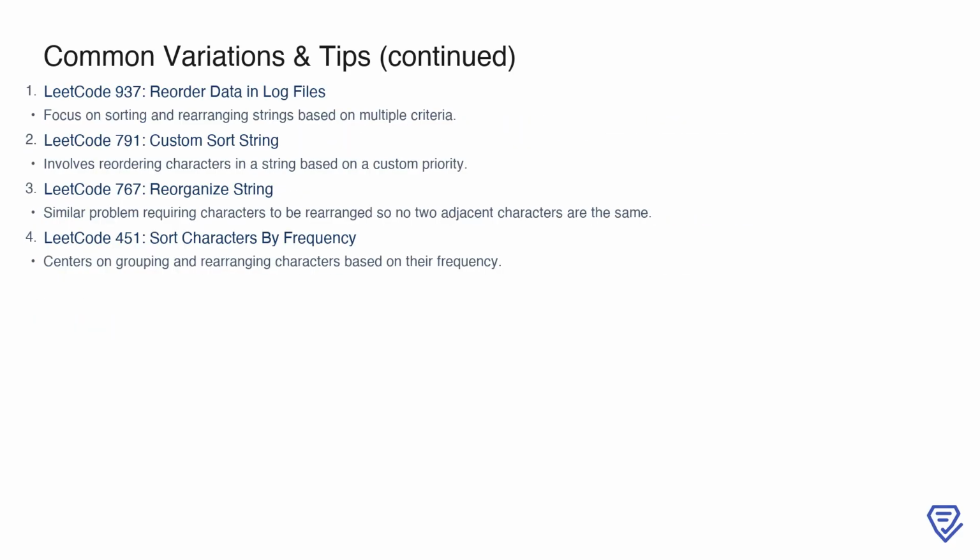If you're looking for related problems to practice, there are several great options on LeetCode. For example, Problem 937, Reorder Data in Log Files, focuses on sorting and rearranging strings based on multiple criteria. Problem 791, Custom Sort String, requires you to reorder characters in a string based on a custom priority, which is a good exercise for understanding sorting with constraints.